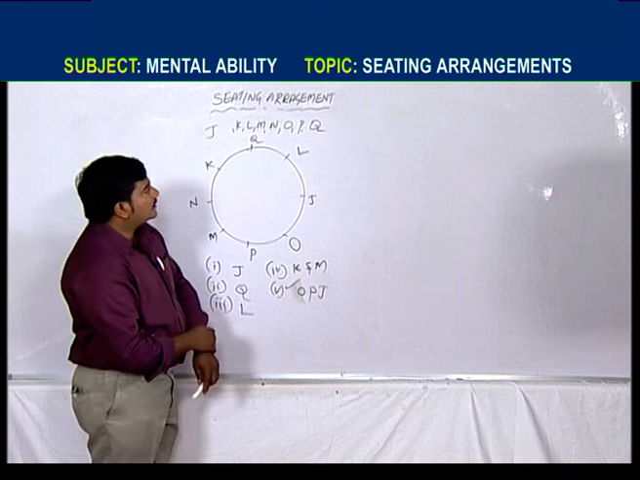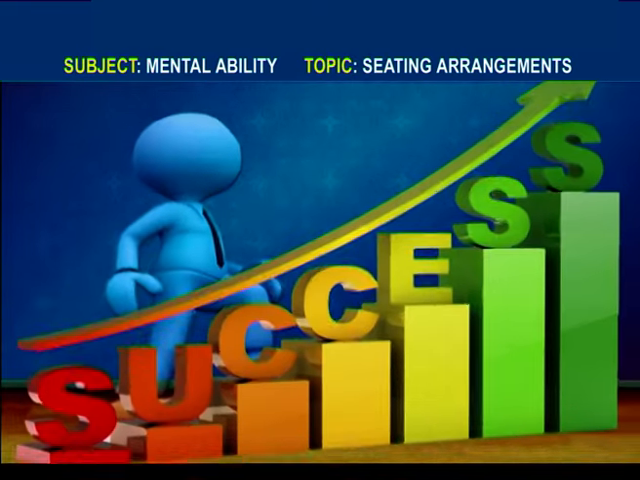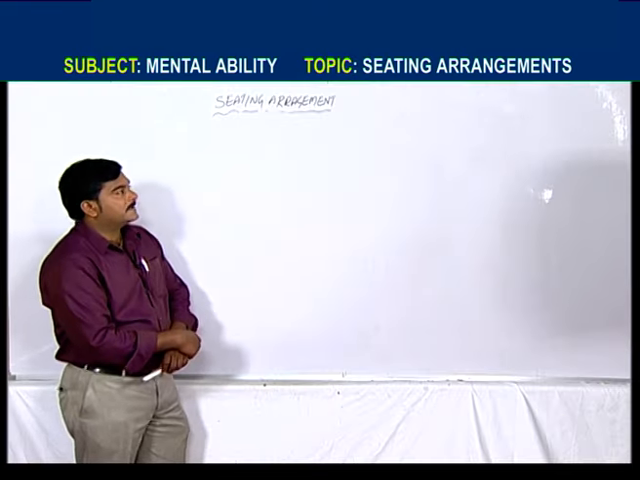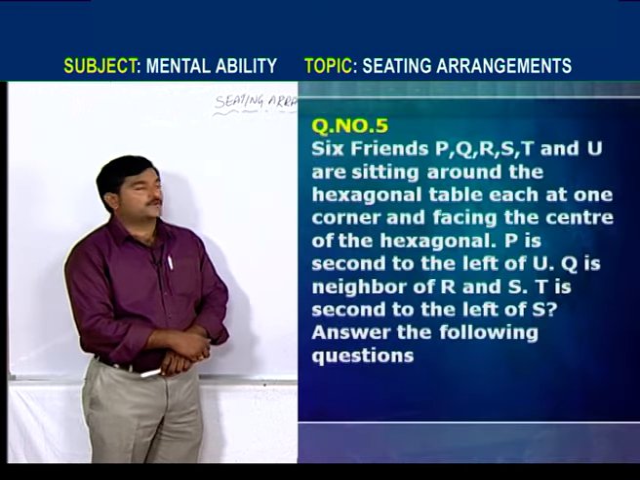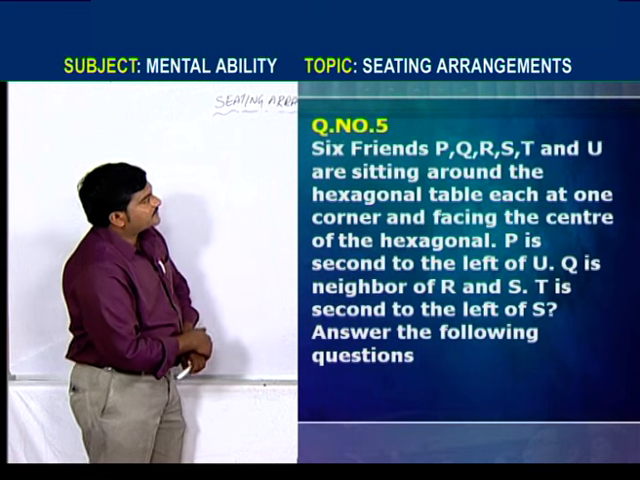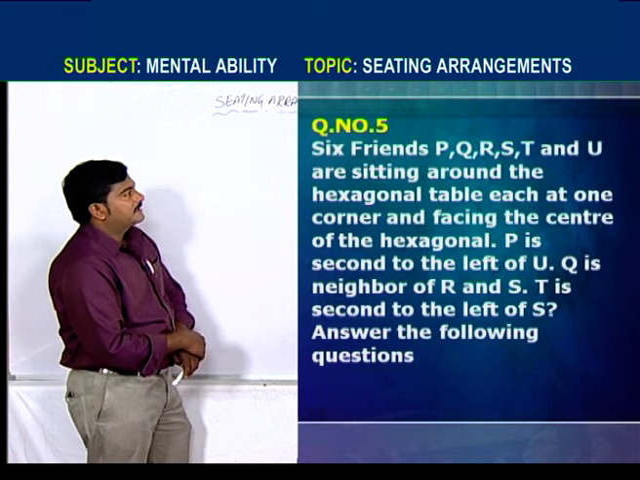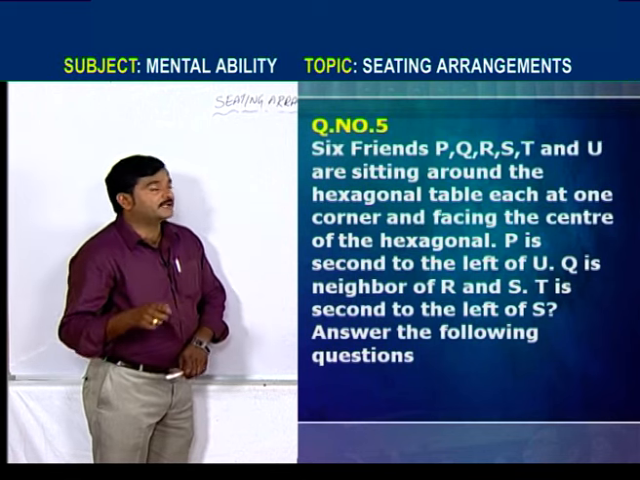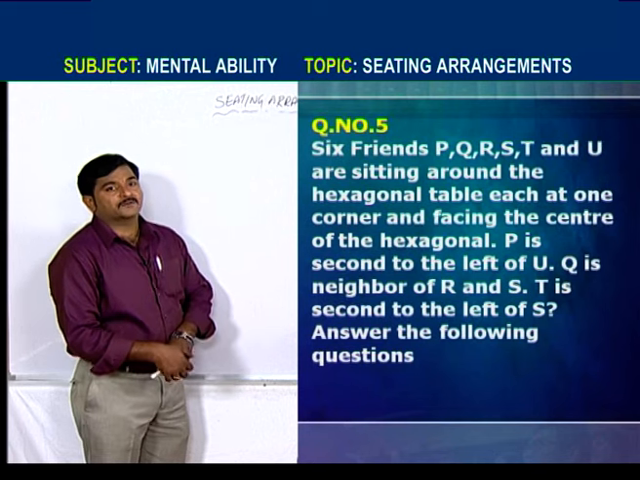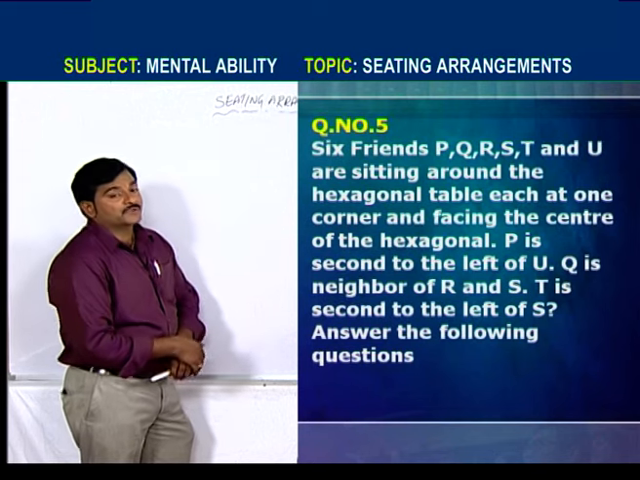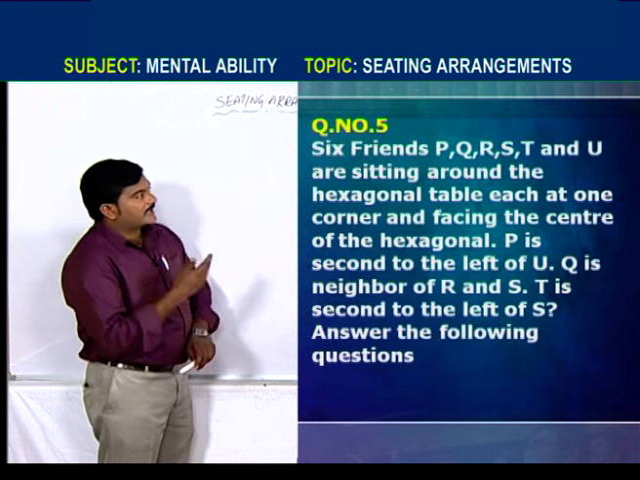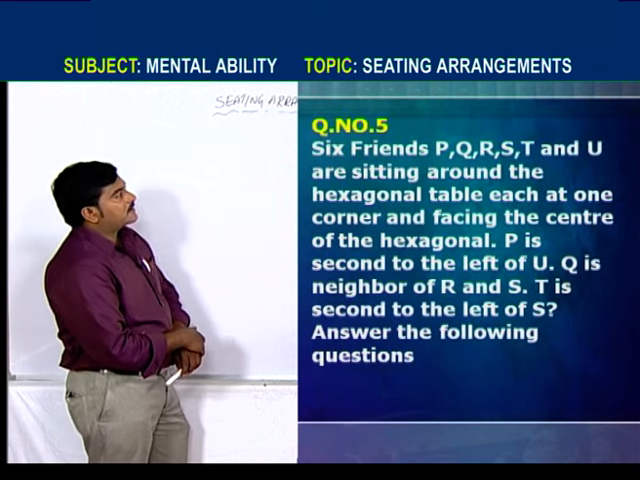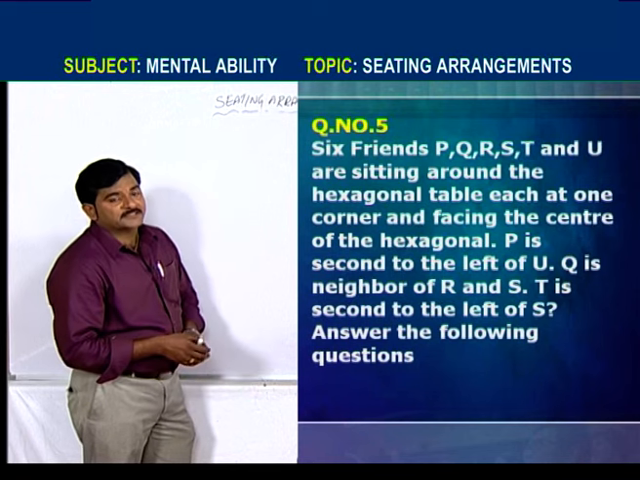Okay. This is about a circular arrangement. Now we'll discuss one more model regarding this seating arrangement. The next question is based on hexagonal arrangement. Hexa means we already know how many sides there will be: six sides. First two questions are based on linear, the next two are based on circular, and this one is based on hexagonal arrangement. Okay, we'll discuss hexagonal.